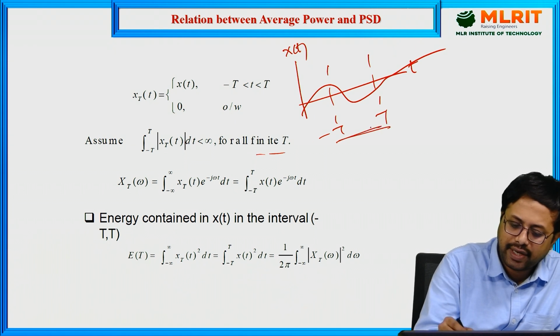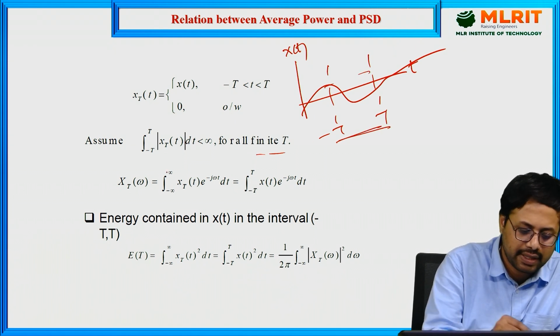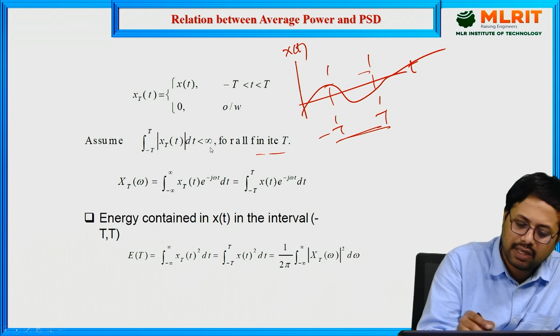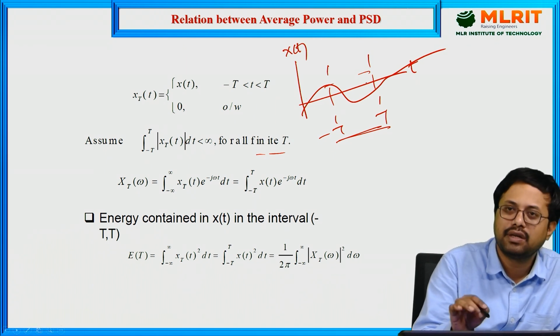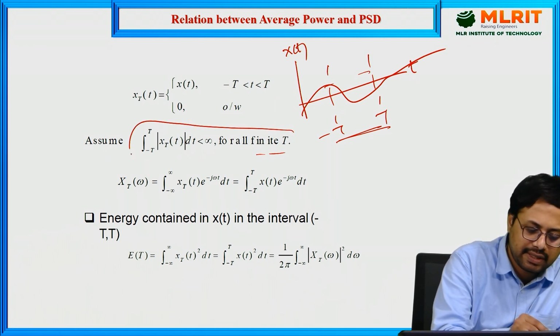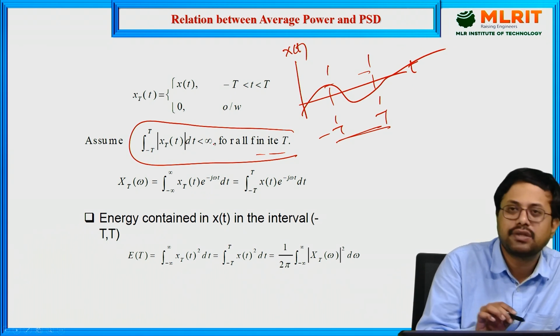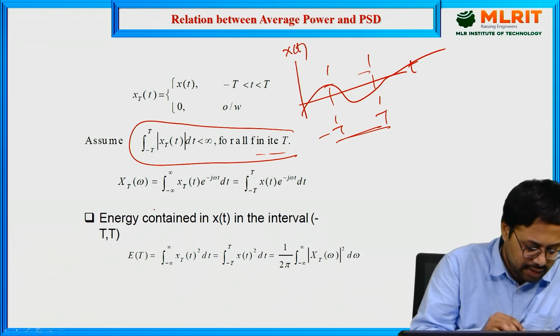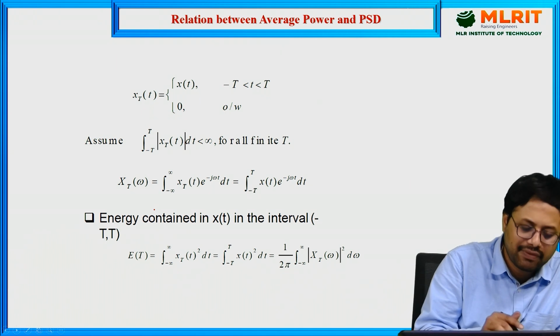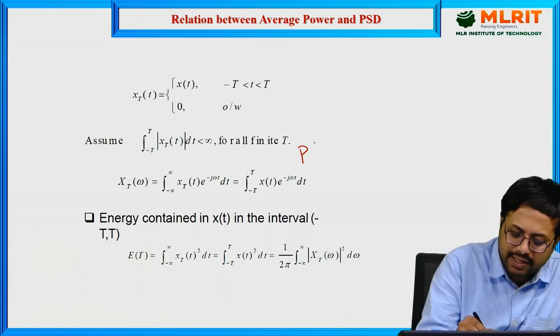For all finite T, we are considering the absolute value. The absolute value of this part is always finite. This condition represents that the integral over the interval minus T to T of x_T of t dt is always finite. Now next, we know the condition of Parseval's theorem.